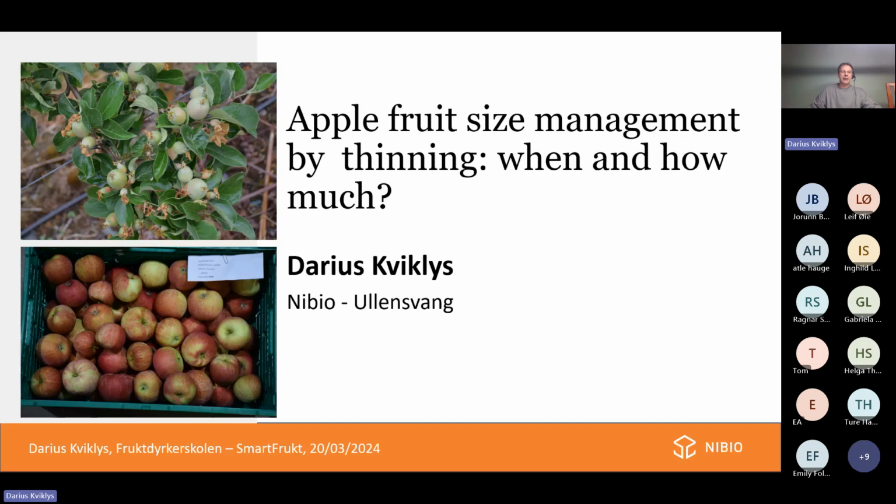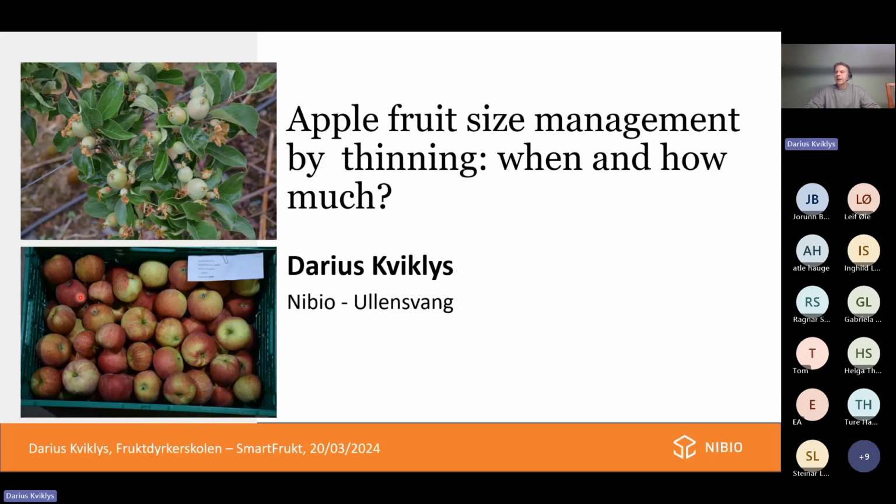Yes, so every year when we grow apples, when we grow different varieties, every year we are facing different challenges. Some cultivars produce too large fruits, some cultivars bear very small fruits, and it depends on very many factors. It can be your soil, it can be climate, it can be your orchard management practice, how you prune, how you fertilize trees, how you irrigate. But anyway, thinning is the main practice to achieve desirable fruit size.